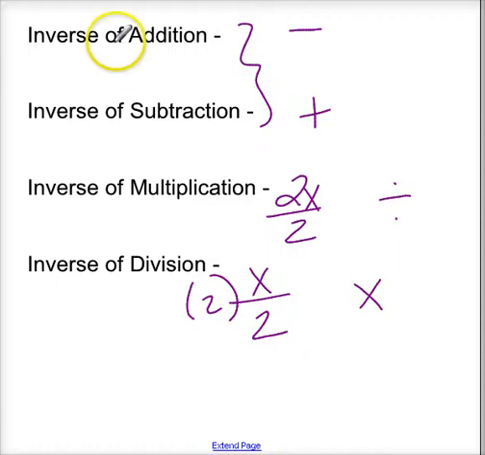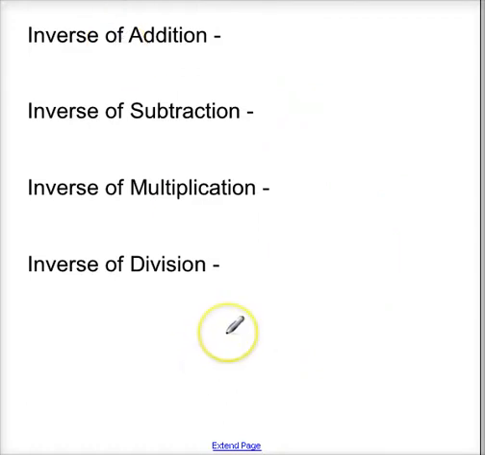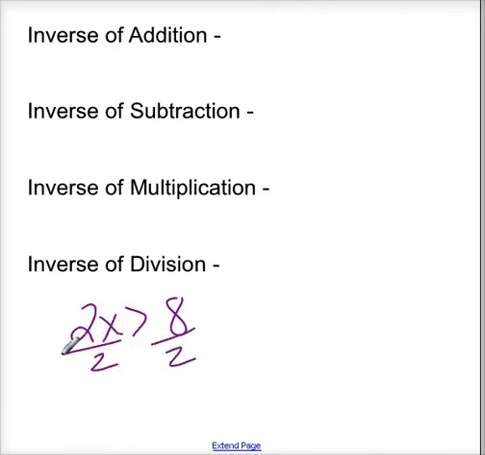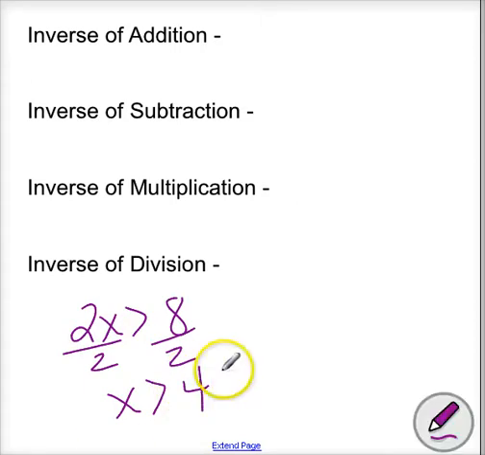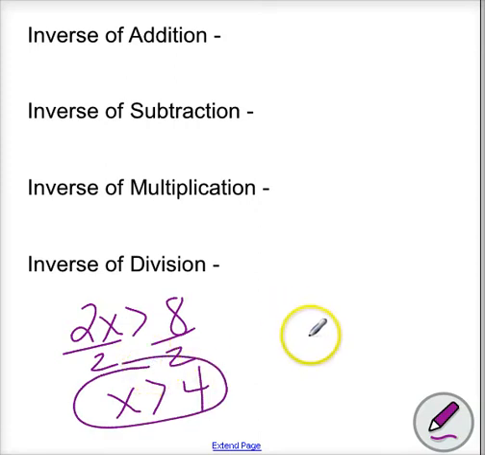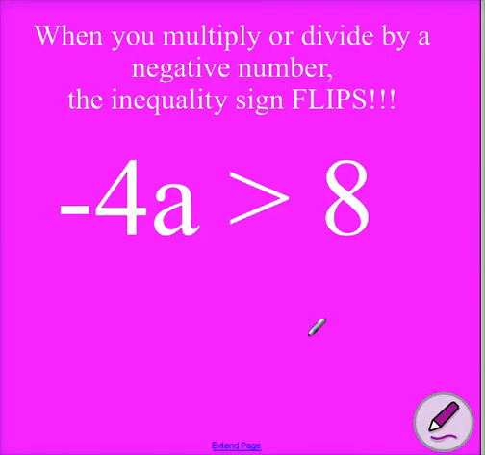Now, the important thing to note about this lesson, it does get a little bit more tricky than adding and subtracting, and let me tell you why. I'm going to use this problem again. 2x is greater than 8. If I want to solve for x, I get rid of the 2 by dividing it to both sides. Keep the inequality symbol, and my answer is x is greater than 4. We know how to do that. The only thing that's going to change is on my next slide.